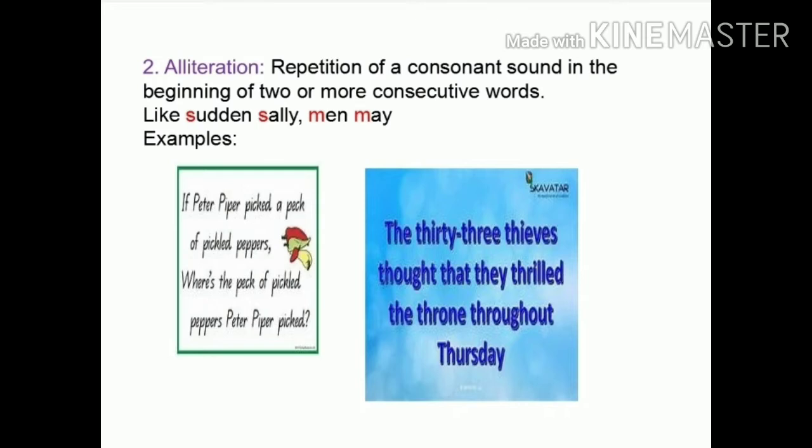Repetition of a consonant sound in the beginning of two or more consecutive words. Consonant sounds, as we all know, we have 26 alphabets, out of which 21 are consonants and 5 are vowels. So when these sounds are there, that is the consonant sound at the beginning of two or more consecutive words. Consecutive means one after the other. Example there, like sudden Sally. Sudden Sally, that means the sound of 's' you can hear. Okay, and they are consecutive, that is one after the other. Second example, men may. Now here we can hear the sound of 'm'. So this is also alliteration.